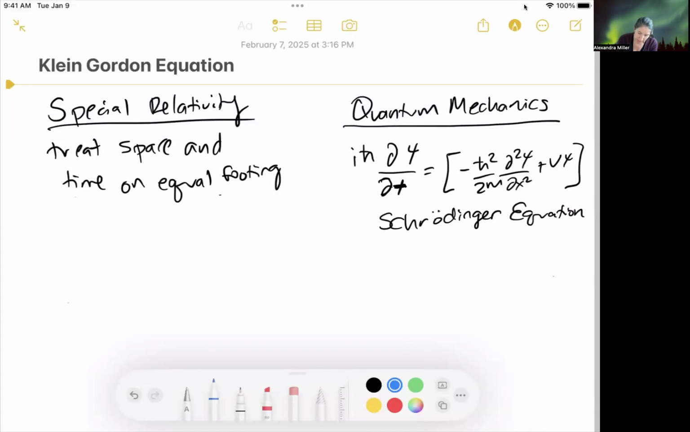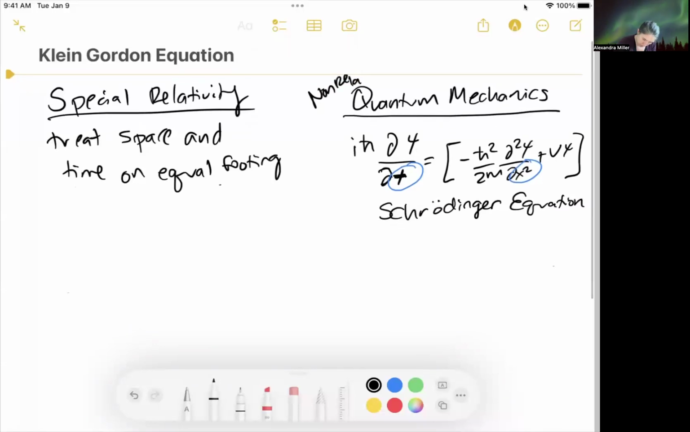Now, this equation explicitly is non-relativistic. It's explicitly treating space and time differently. We have a single derivative with respect to time, and we have two derivatives with respect to space. And it turns out that the quantum mechanics that you first learn, in most physics programs, is really non-relativistic quantum mechanics.